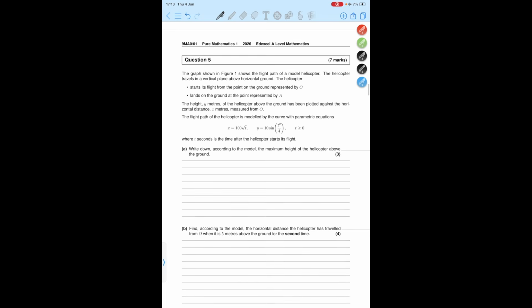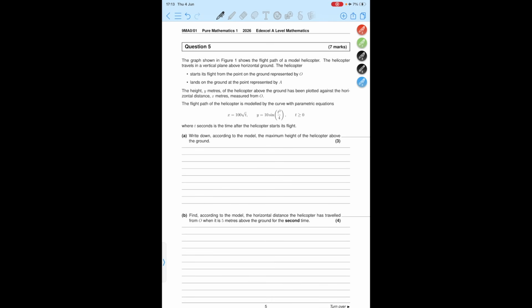I don't actually have the graph, because that's the thing with these papers. It was so quick that I didn't manage to get the graphs. So I'm going to do this question, and if it turns out that I need the graph, I'm going to stop and do the question again when I can find it. But hopefully I can do this without it.